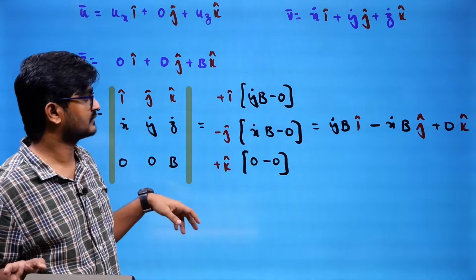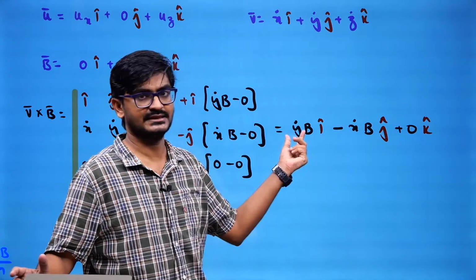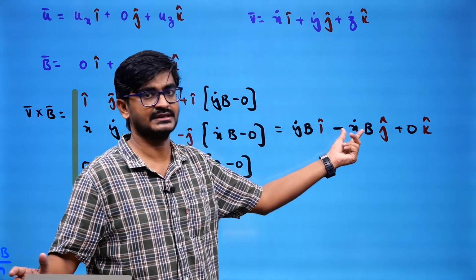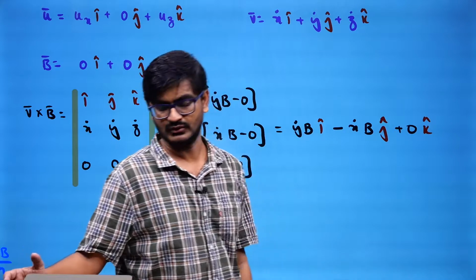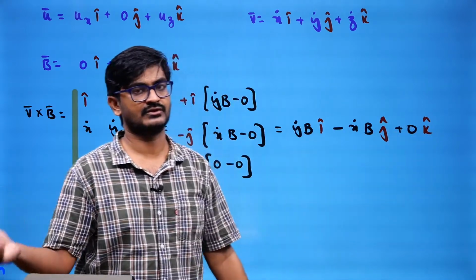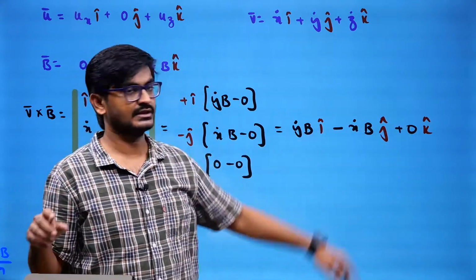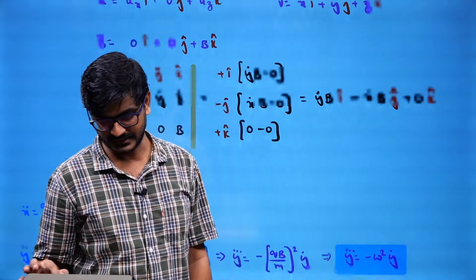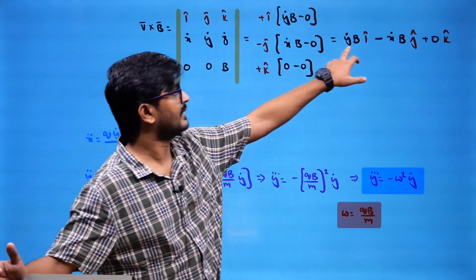When I find the cross product, it is turning out to be something like this. What does this y dot represent? dy by dt. What does this x dot represent? dx by dt. Now you can see here, this is 0. So V bar cross B bar is 0 along k cap. So Q into V bar cross B bar is also 0 along k cap. The meaning is there is no force along k cap direction at any moment.